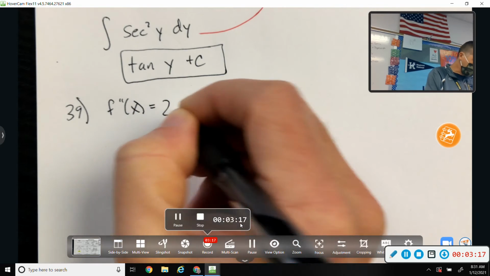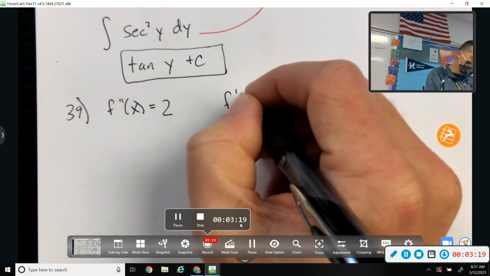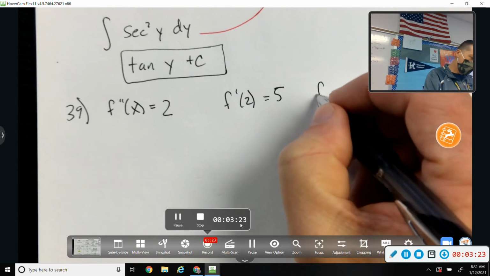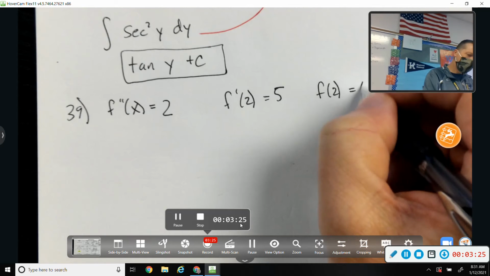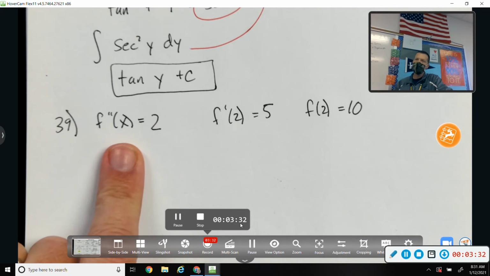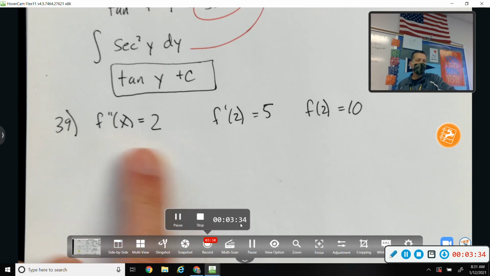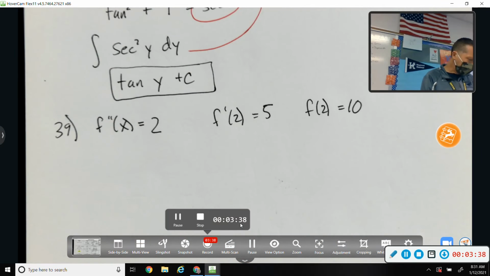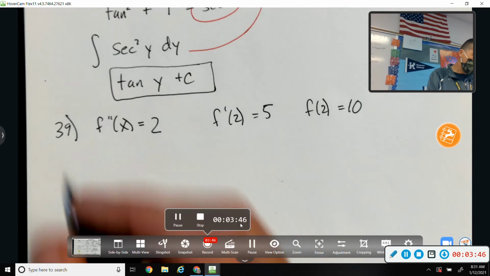So the second derivative is 2. The first derivative at 2 is 5. And the function at 2 is 10. So this is one of those differential equations where we need to back up twice and use our initial conditions to figure out the c's. Let me read the directions and make sure I'm doing the right thing here. Find the particular solution that satisfies the differential equation and the initial condition.